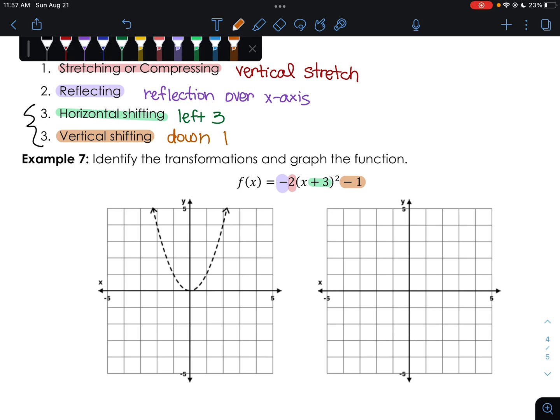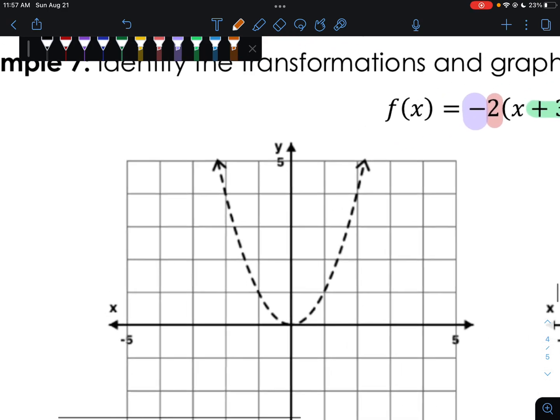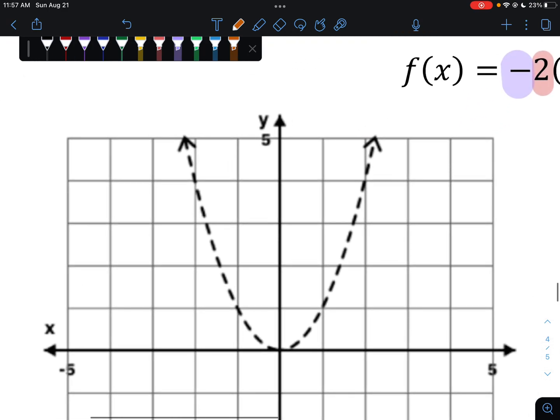Okay, so here we go. We're going to start with vertical stretching. So I'm going to do one transformation at a time. So with a vertical stretch, remember that I am changing the y values. So I get 0, 0. Instead of 1, 1, it's going to be 1, 2. Instead of 2, 4, it would be 2, 8, which is off my graph. So I am just going to connect what I have here.